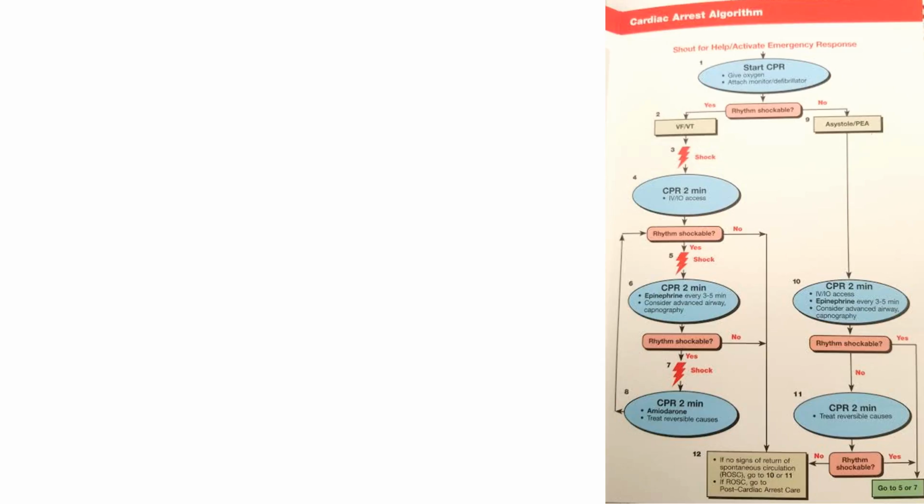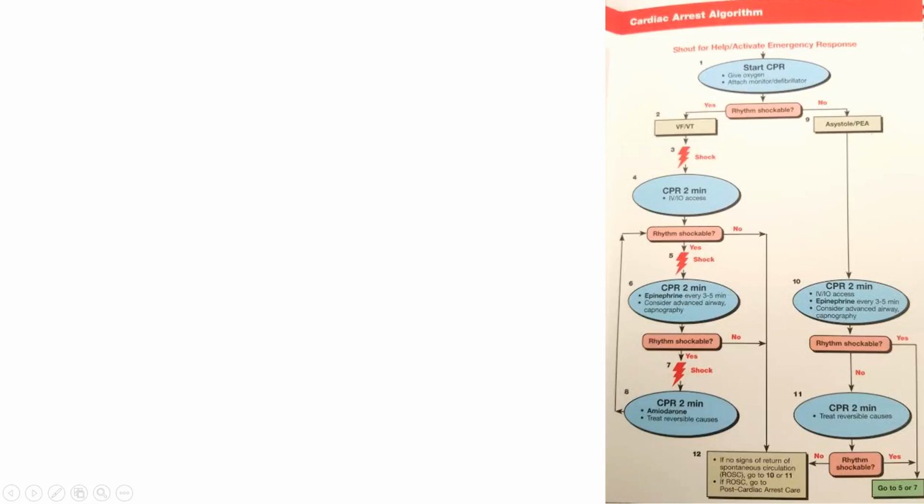Now I'm moving on to the second one here. For this cardiac arrest algorithm, rather than being circular, this is showing more of a diagram. And so the first thing you do, again, this is a repeat, is you shout out for help or you activate the emergency response so that you're going to get the people from the hospital to show up. And then you can go ahead and start the CPR, just like I said before, which is giving oxygen, attaching the monitor and defibrillator.